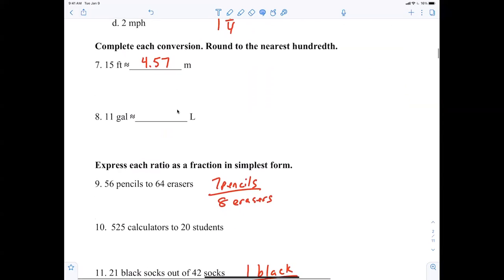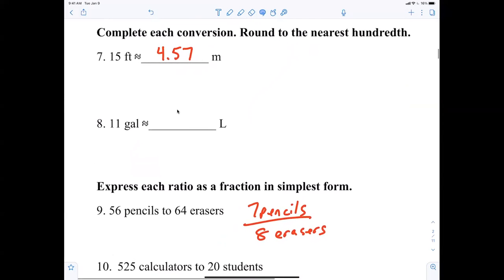All right, number 8. Okay, Forrest, what are we doing? 4.69. But on the test, I want you to write down 1 gallon is equal to how many liters? Does anybody have that marked down? 1 gallon is how many liters? 1 gallon is equal to 3.788541. Okay, thank you. And then you just multiply that by 11.